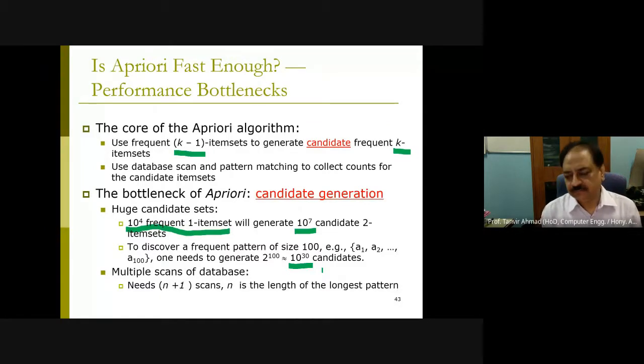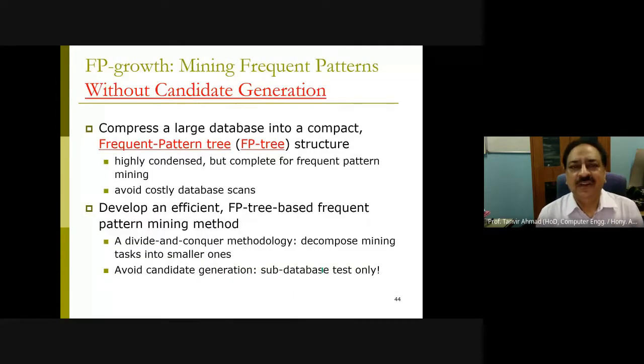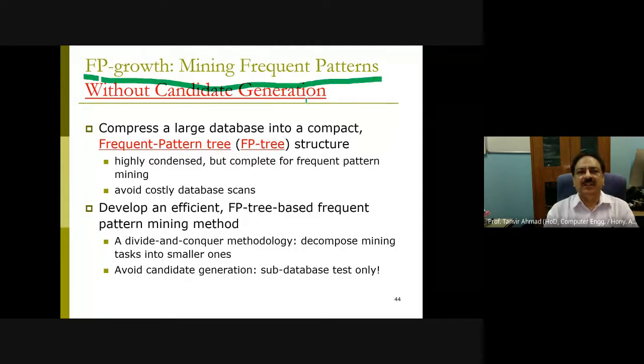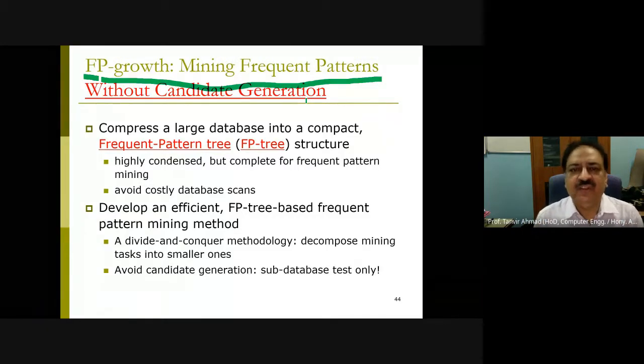Okay, fine. Now let us try to see the second algorithm, which is a very, very good algorithm called the FP tree algorithm. This algorithm is given by Jiawei Han, in the book which we are following. Now, how does this algorithm work? For this algorithm, we are going to compact a large database into a frequent pattern tree.